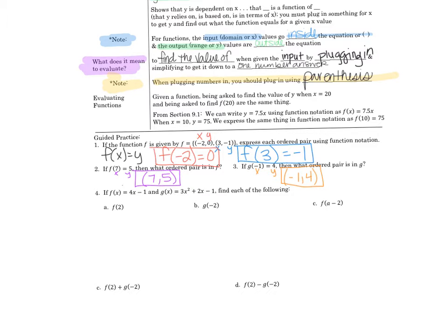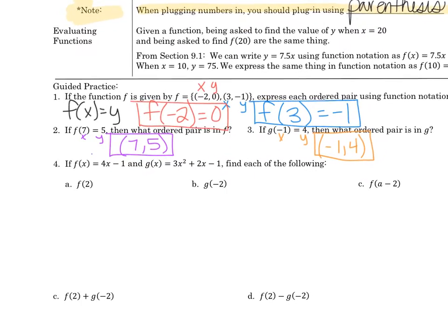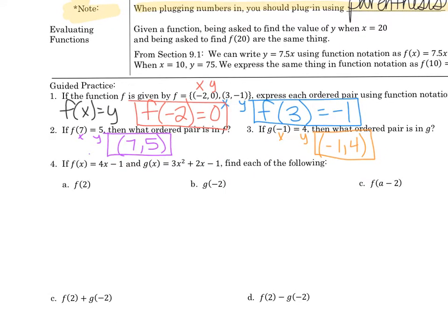We're going to finish this example for the day, and this is just our part 1. So let's look at number 4. If f of x equals 4x minus 1, and g of x equals 3x squared plus 2x minus 1, find each of the following. This is important, and the reason is we need to look at what letter we're talking about, because we don't want to plug things in randomly to the wrong equation. So for A and C we're using f, for B we're using g, and there are some g's in there.